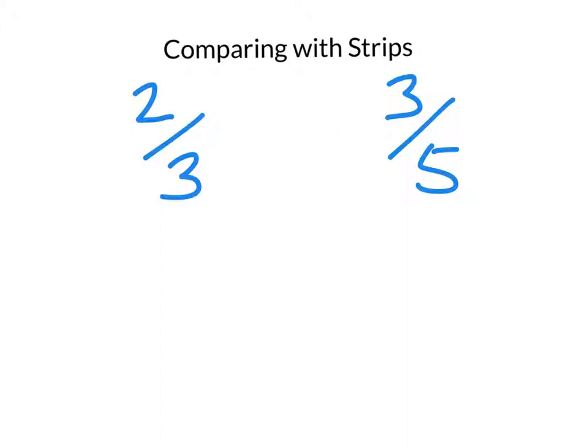Now before I draw my strip, I'm going to look and see in the first fraction, 2/3, we're comparing 2 out of 3. So we're going to highlight or fill in 2 out of 3 spaces. And in the second fraction, we're going to fill in 3 out of 5 spaces.